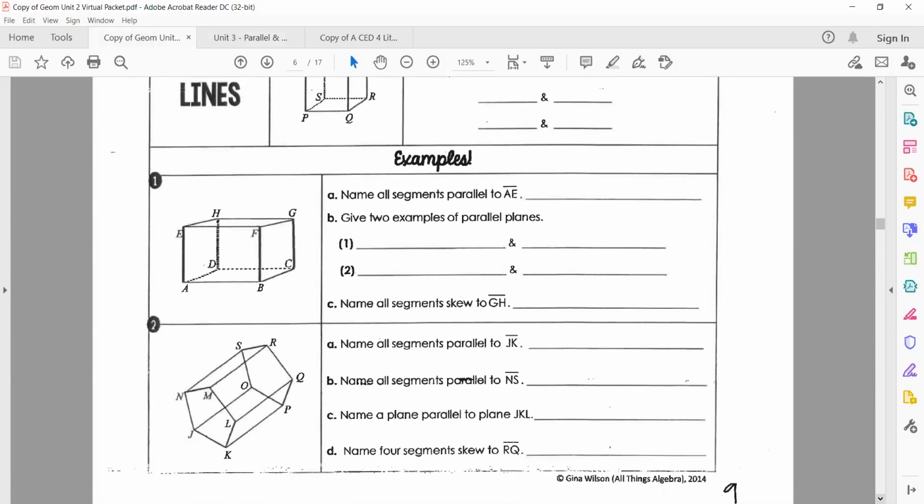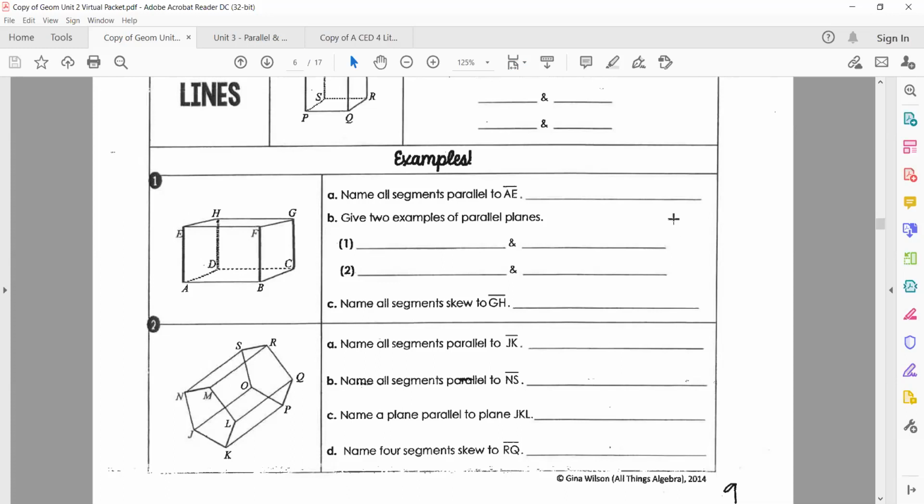So the bottom of that page is just exercises to help you find more examples. So if we wanted to find segments parallel to AE, okay, HD is parallel. It's on that plane on the back. FB is parallel. This is the front plane. This one back here with EH, AD, that's sort of the end plane. It's pretty easy. Examples of parallel planes: the top and the bottom, the ends, the sides.